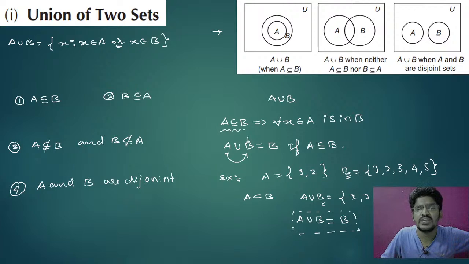What happens if A is a subset of B? If A is a subset of B, A union B is going to be equal to B. Clear?